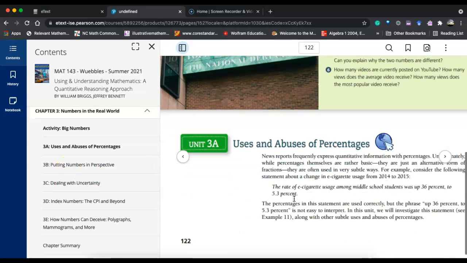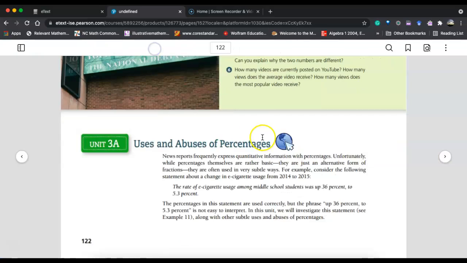One of the very first things I suggest you do is watch the video that's posted right here at the very beginning of the section. This particular section is about percentages and the different ways that they are used and abused. It's a little bit long section, but there's several really good examples as well as some formulas involved too.